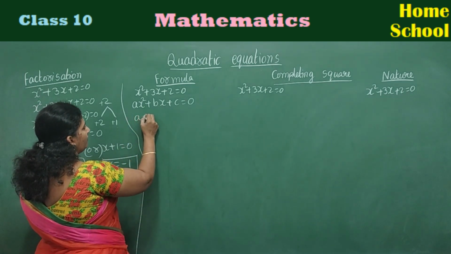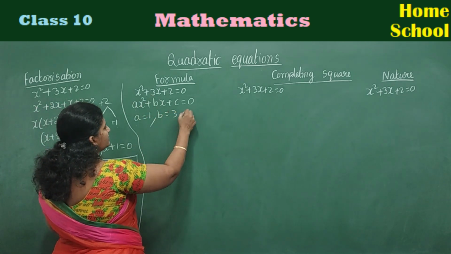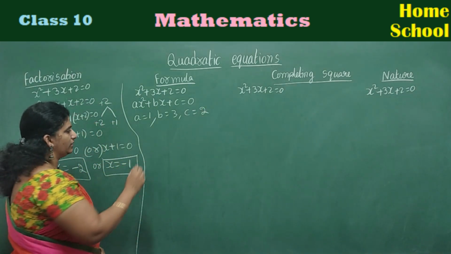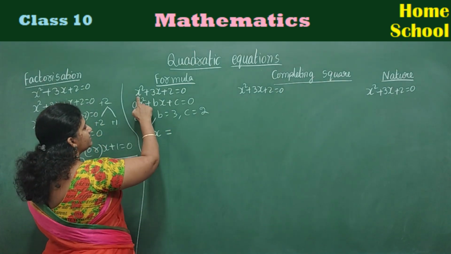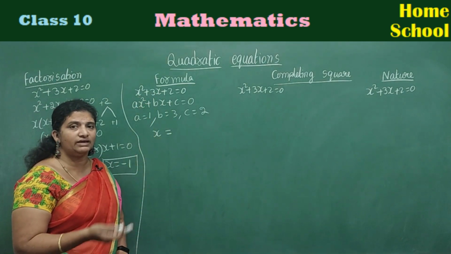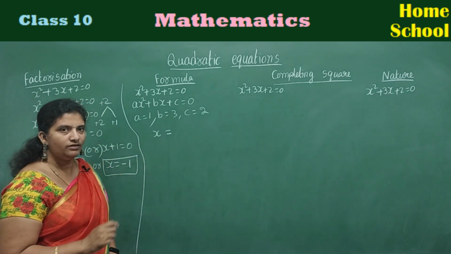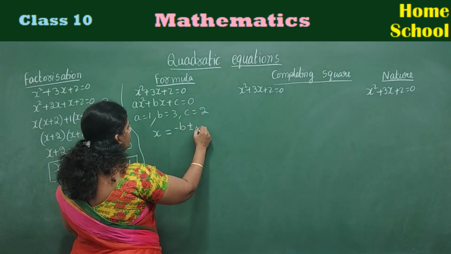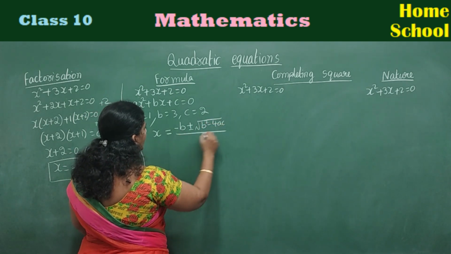Compare and write the values. a equal to 1, b equal to 3, c equal to 2. This is formula method and the formula is x is equal to, observe the variable here, children, x. Sometimes your equation may be along with a or p. So at that time, instead of x, you need to write that letter. But the actual formula is x is equal to minus b plus or minus square root of b square minus 4ac by 2a.